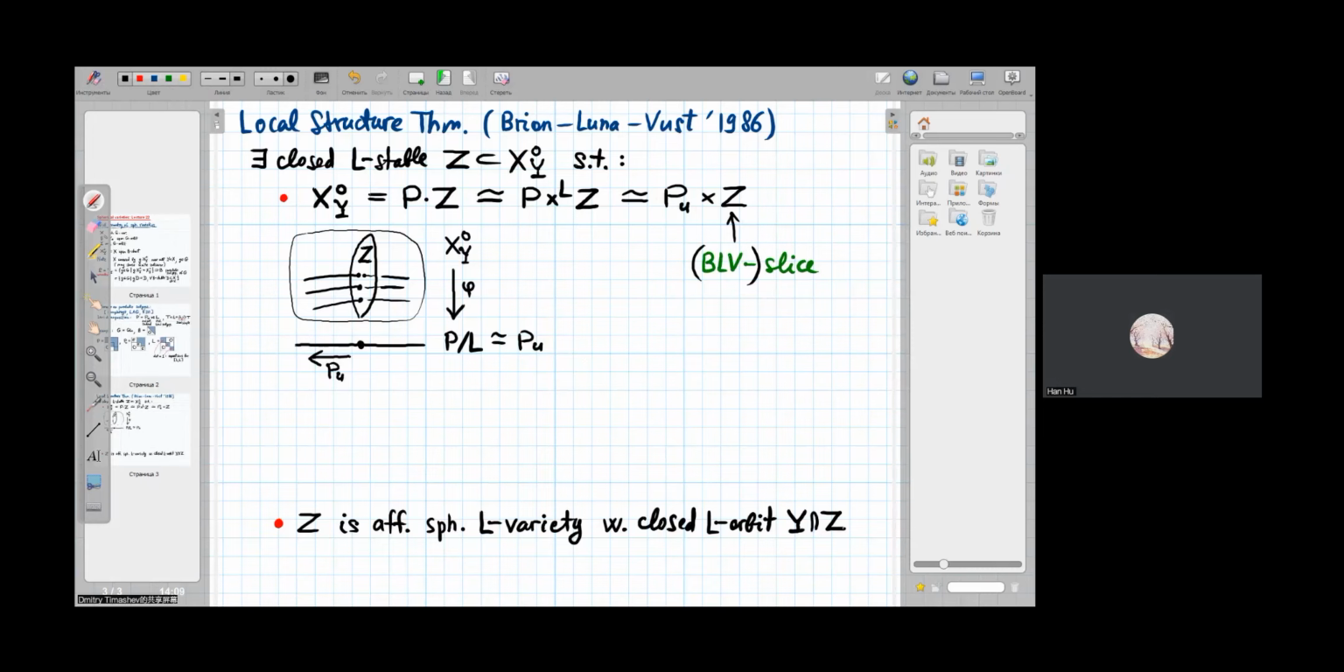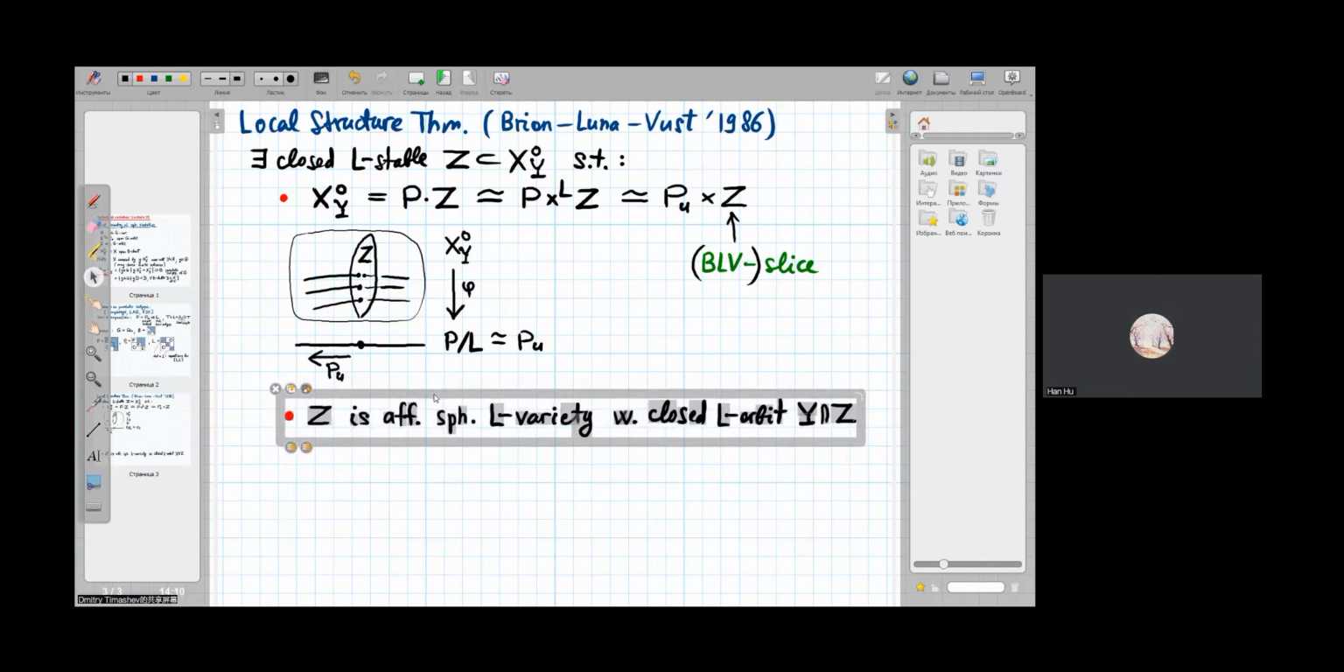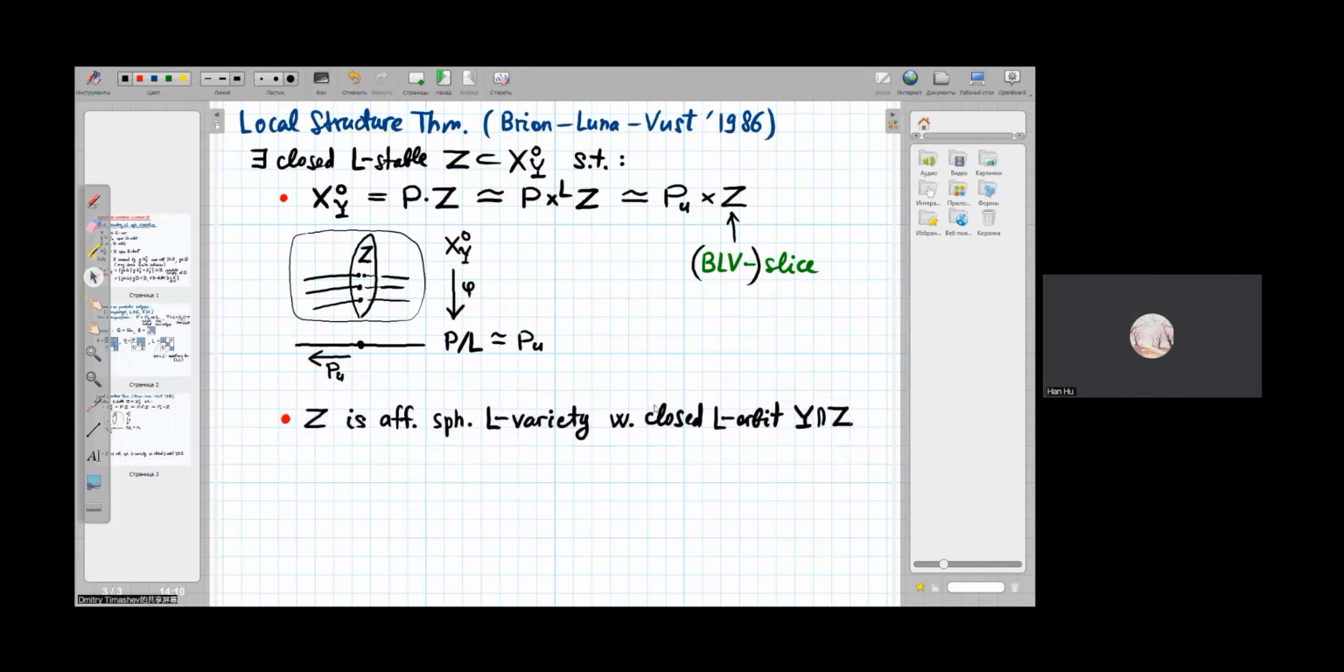Okay, so this is the first statement. The second statement, which I already wrote here, is that Z itself is an affine spherical variety for the action of L, and the closed orbit is just the intersection of the closed orbit Y with Z. So this is a simple spherical variety. X is not necessarily simple, but Z is simple because it is affine.